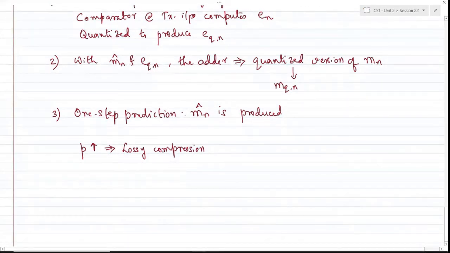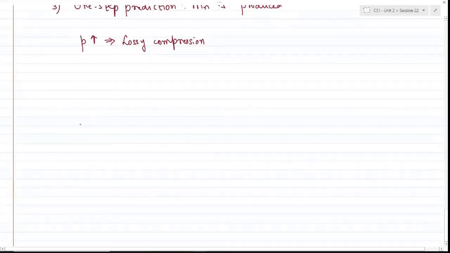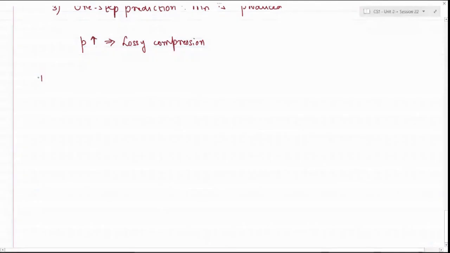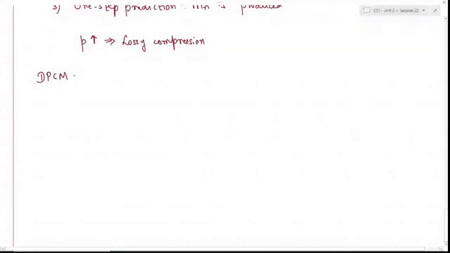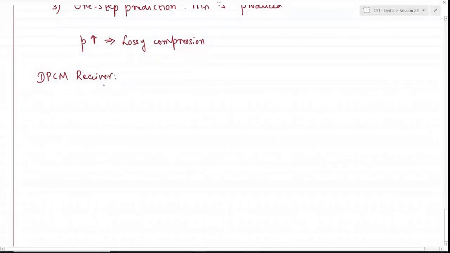Okay, we need not encode all the samples involved in the message signal, going back to the same fundamental theory that there is a high correlation across the samples in the original message signal, especially in speech and video processing. Okay, the DPCM receiver does the exact opposite job. So I can say that it involves the exact inverse of this operation.